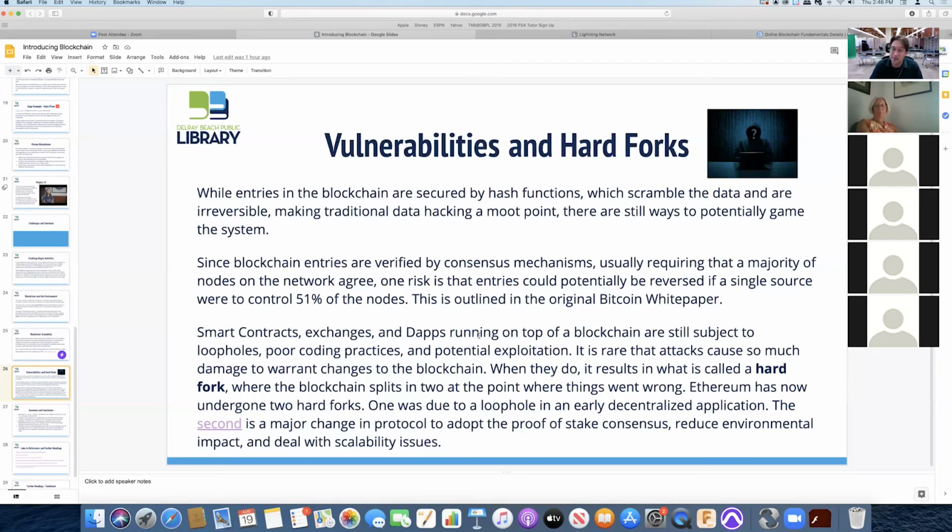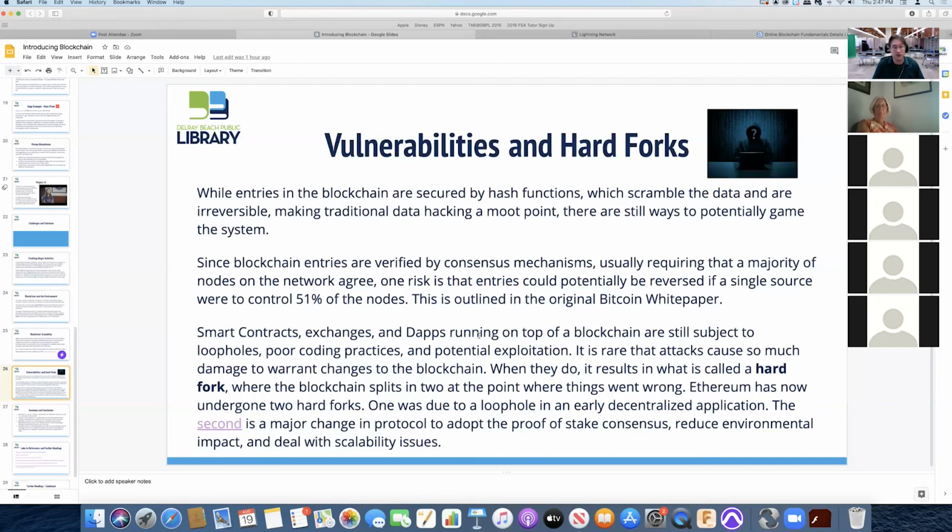But this has happened, and when it does, it results in what's called a hard fork. The blockchain splits into two at the point where things went wrong. This enables you to invalidate transactions up to a certain point and then allow the blockchain to proceed in another direction. So then you have two of the same blockchain on the network, but one is running in a new direction after the hard fork.